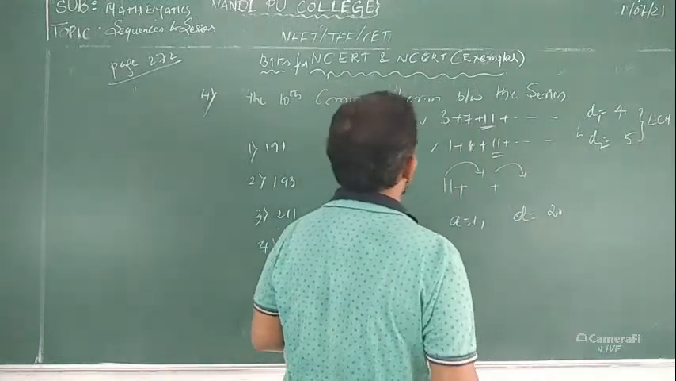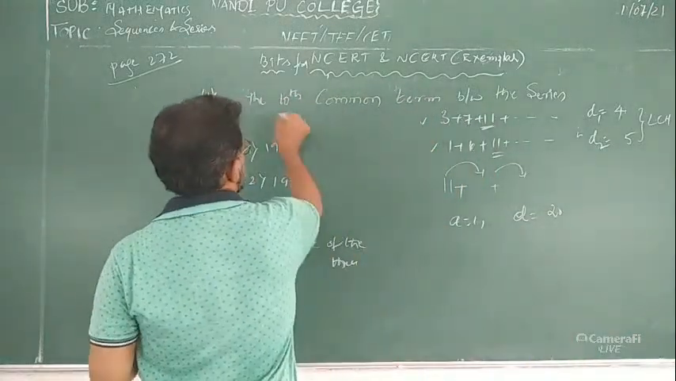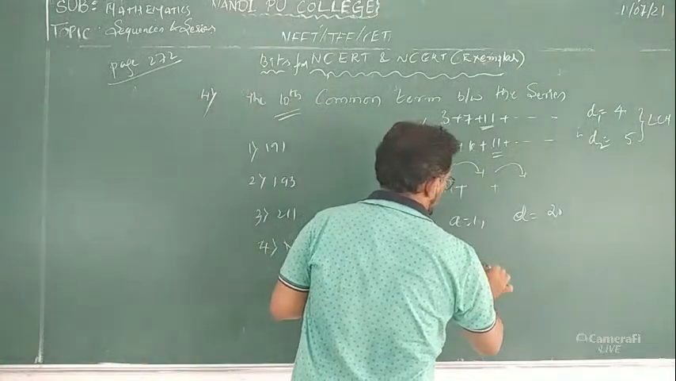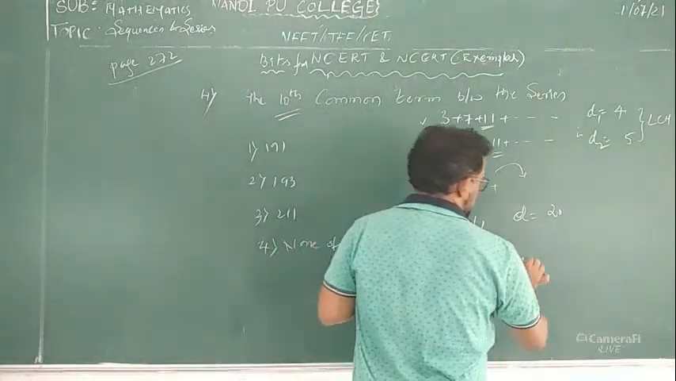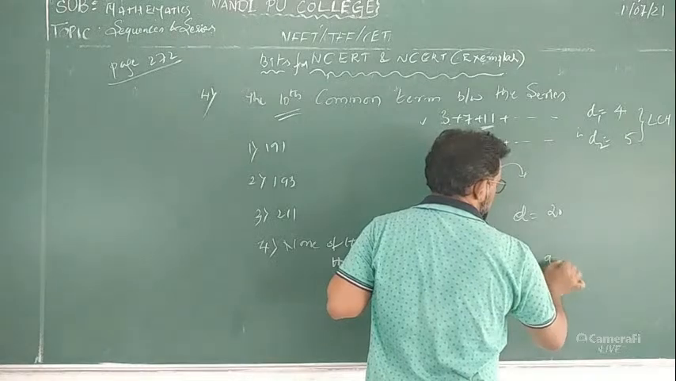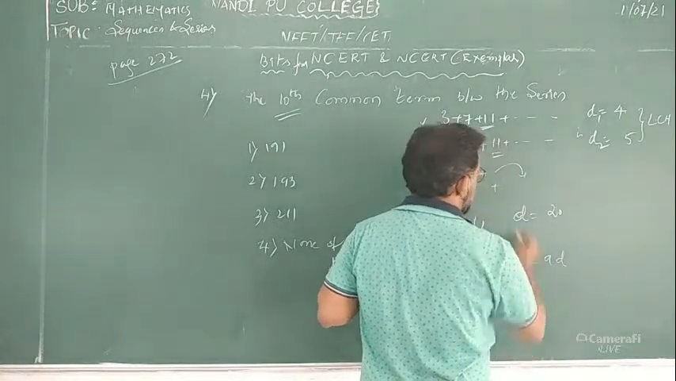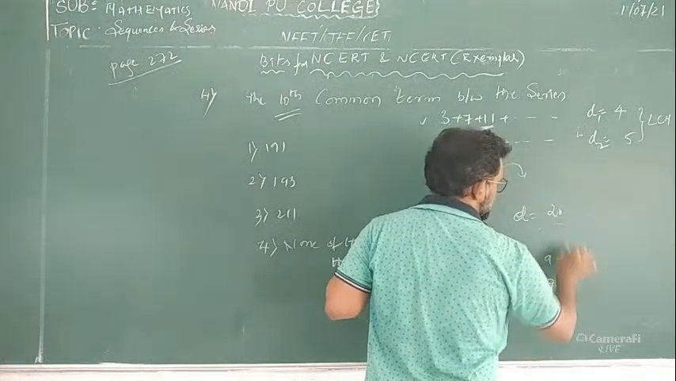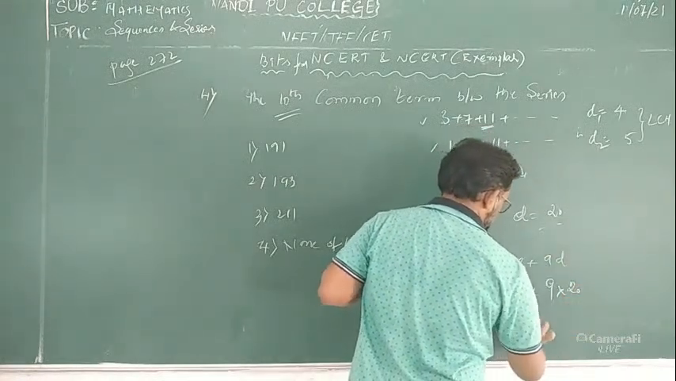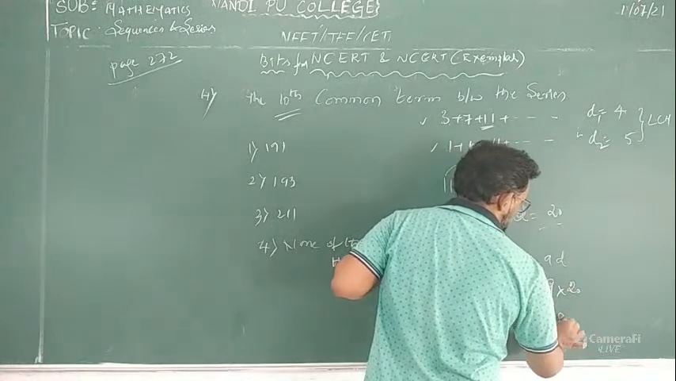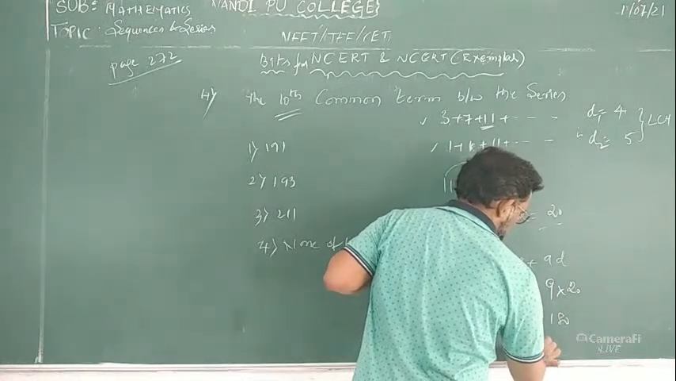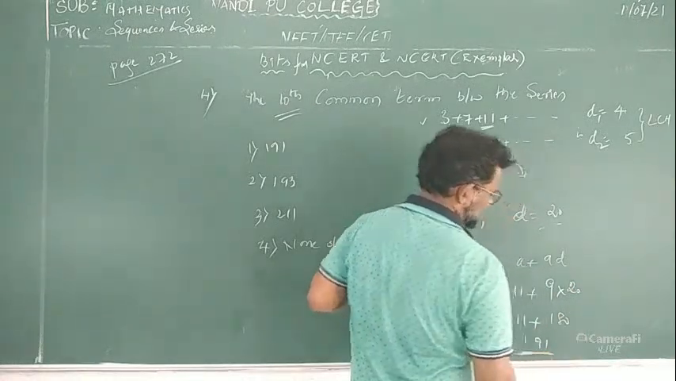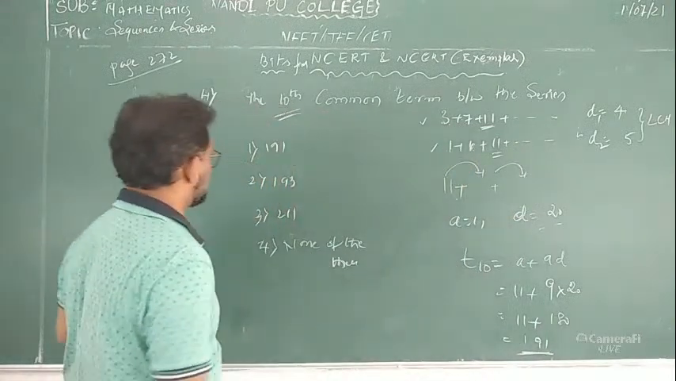Here we are asking for the 10th common term. So T10 is equal to how much? A plus 9D. A is nothing but 11, and 9 into D, where D is 20, is 180. So 191 is the answer.